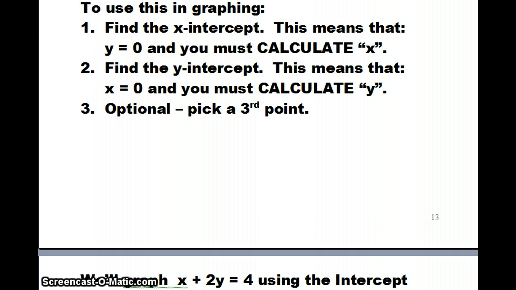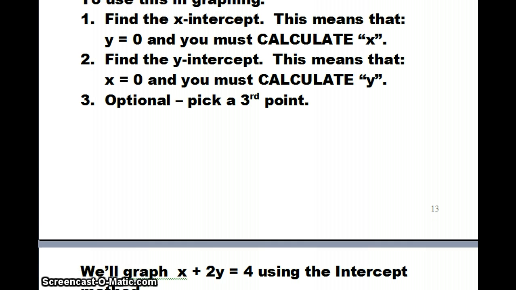So in summary, to use this method for graphing, the first thing you do is find the x-intercept. That means the value of y is equal to 0, and then you calculate the value for x. The second thing is to find the y-intercept. This means that you set x equal to 0, and then calculate the value for y. And then third is to pick an optional third point, anything of your choice. That third point is optional, because 2 points always make a straight line. So it's just used as a safety measure.